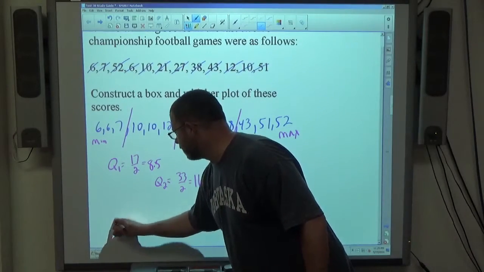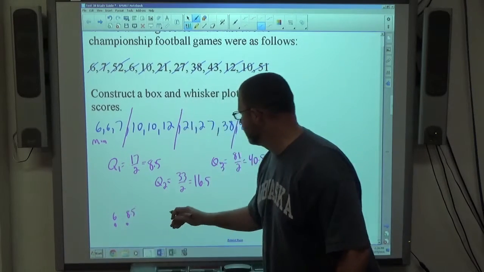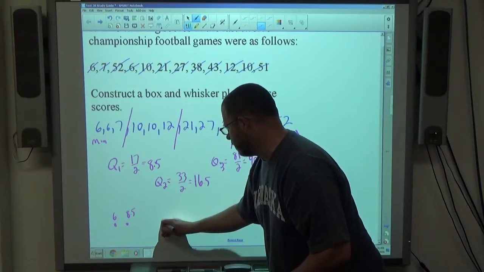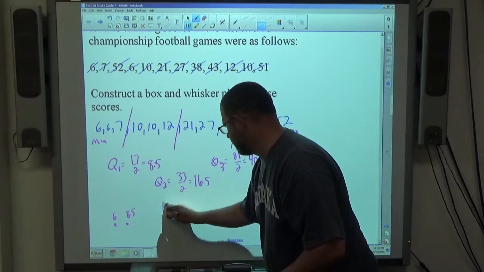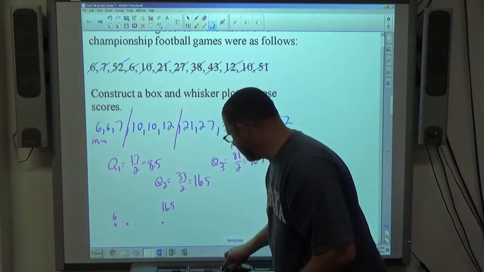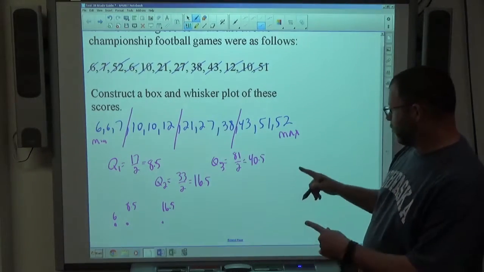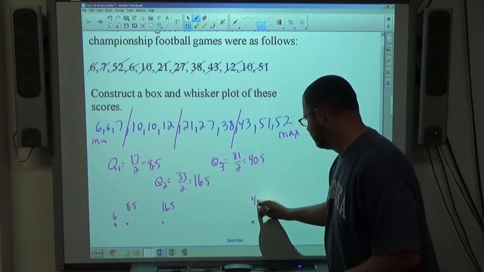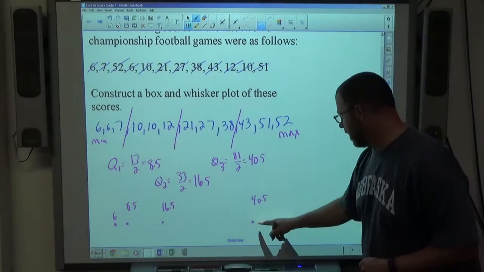So put a dot here for 6. 8.5 is kind of close to 6, so I'll put that kind of close. And then that's 2.5, 16.5 is 8, so maybe about here for 16.5. I want to actually raise 8.5 up a little bit because we're going to make a box out of that. Next number is 40.5, which is 24 more. So this was 8, so 24 might be about here. And then 52 is another 11.5 more than that, so maybe about here.